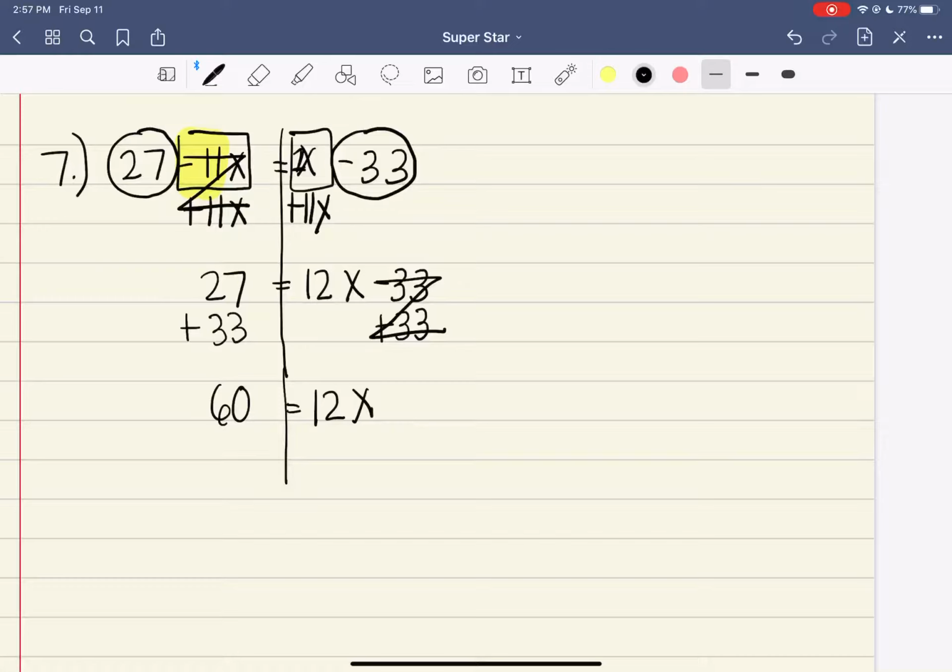And now our last step is to divide by our coefficient, which is 12. So we're going to divide both sides by 12. And this becomes 1. So we're left with x equals, and 60 divided by 12 is 5.